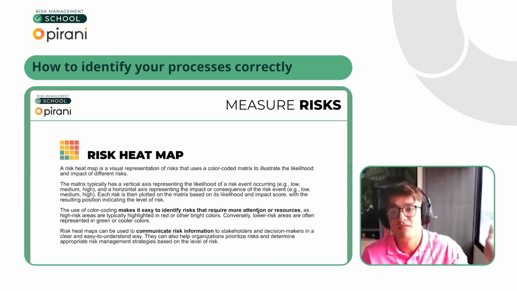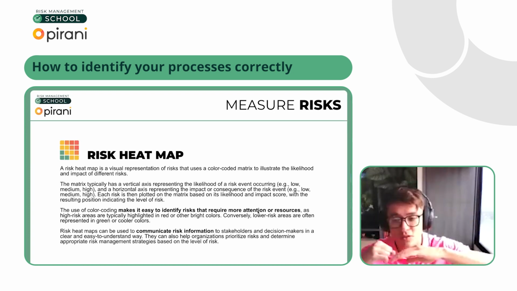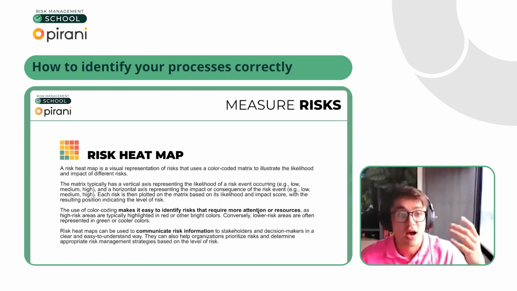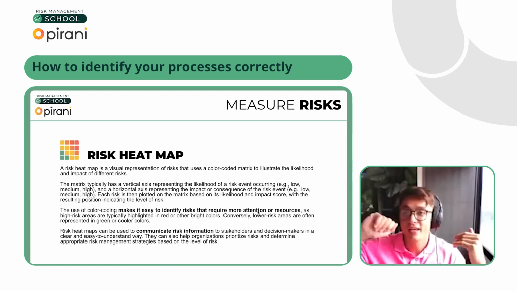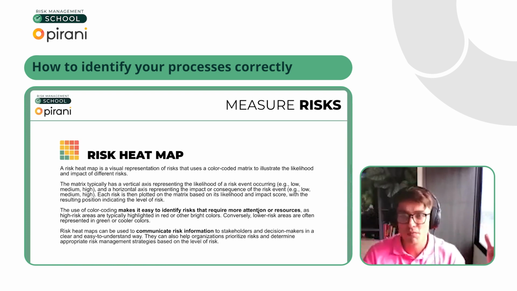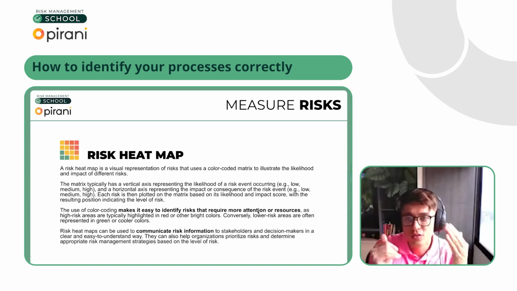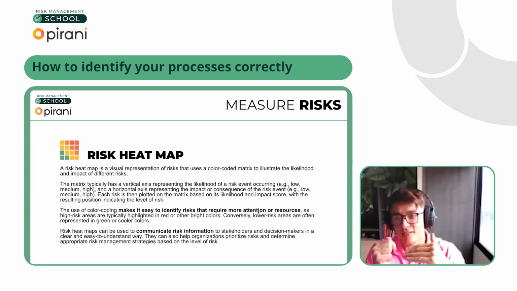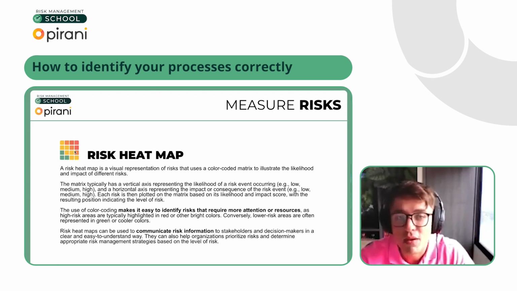Because maybe I have 100 processes or whatever number, and we're going to identify 200 risks in my company. So the next question is, are you going to address all the risks at the same time, or do you need to prioritize and put more attention and resources on some of them? That's why we need a risk heat map, to understand which risks I need to address immediately or with more attention.